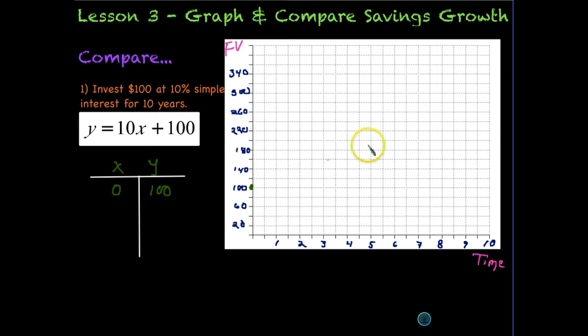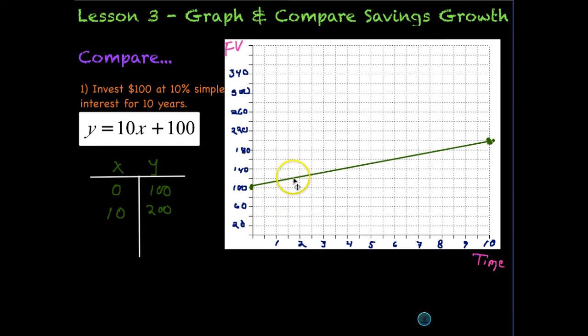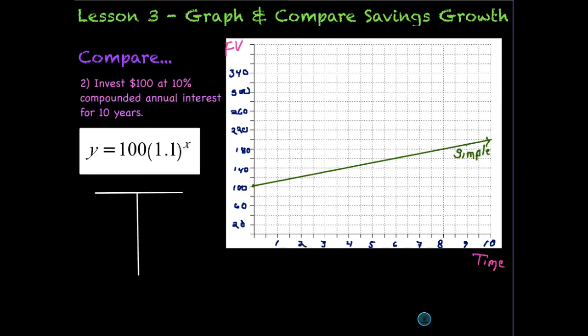And I don't want to take time to plot all these dots, so I'm just going to figure out what y is after 10 years. When x is 10, 10 times 10 is 100, plus 100, I get 200. It's a lot easier to take and plot 2 points and connect them with a line. And there is our simple interest graph. And true to form, it is linear. It grows at an even amount each period. Okay, so let's keep that on the graph, and then let's look at graphing our compounding interest.